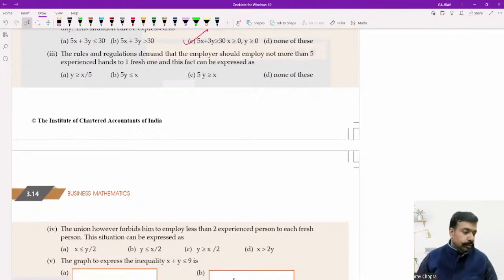The third part. The rules and regulation demand that the employer should employ not more than 5 experienced hands, 2. One fresh hand, and this fact can be expressed as. So we can take experience. Let's see if anybody has answered.